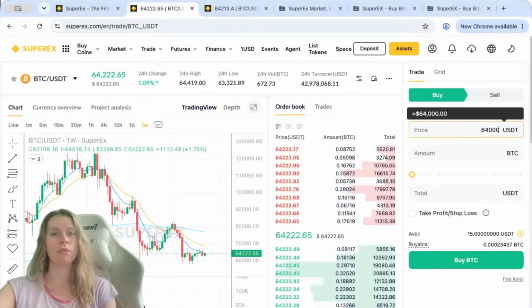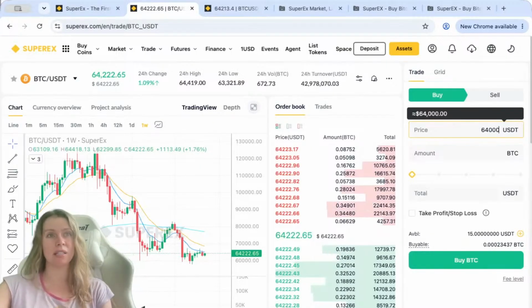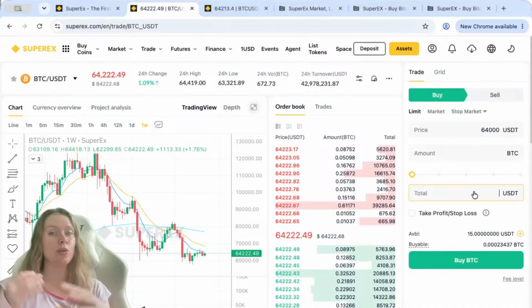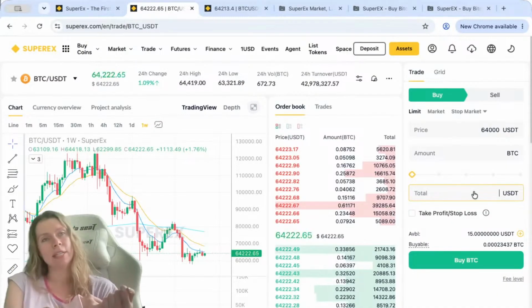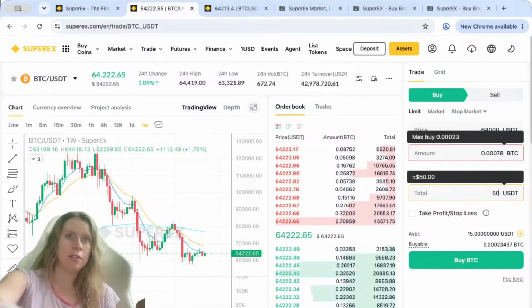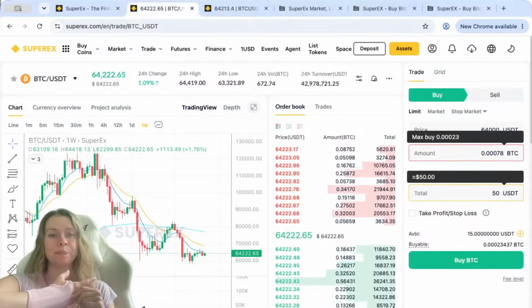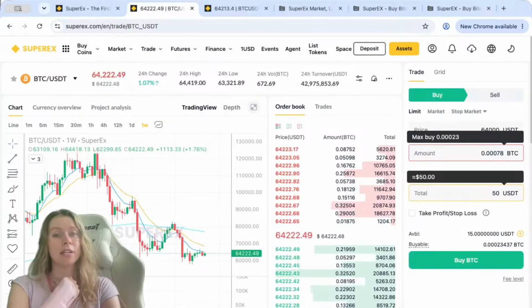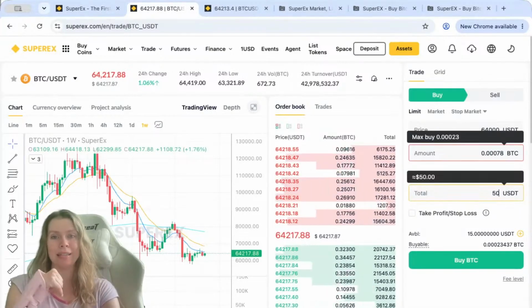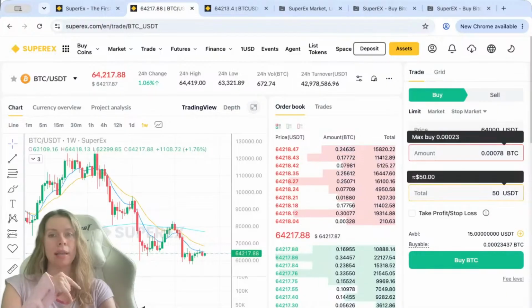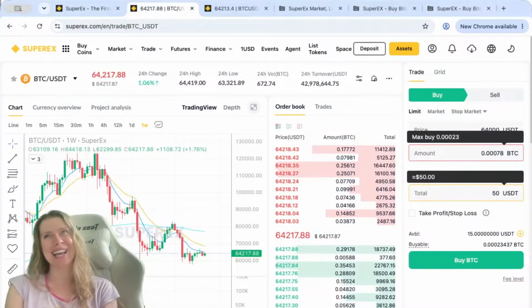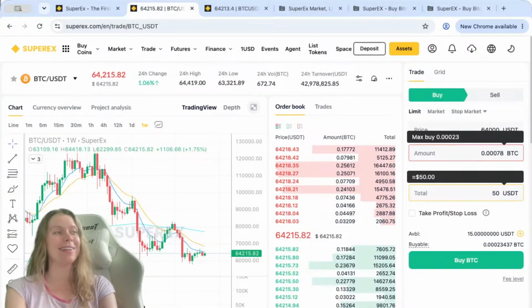Okay, next you want to think about how much you want to commit to this. So you see the total field down below. That's how much USDT you want to spend. So for this demo, I'm going to put 50 USDT. And once you type that in, you see what happens. The amount field automatically calculates how much Bitcoin I would get with 50 USDT. So currently, I would get 0.0078 of a Bitcoin, which doesn't sound like a lot, but guys, we want to start off small, okay?